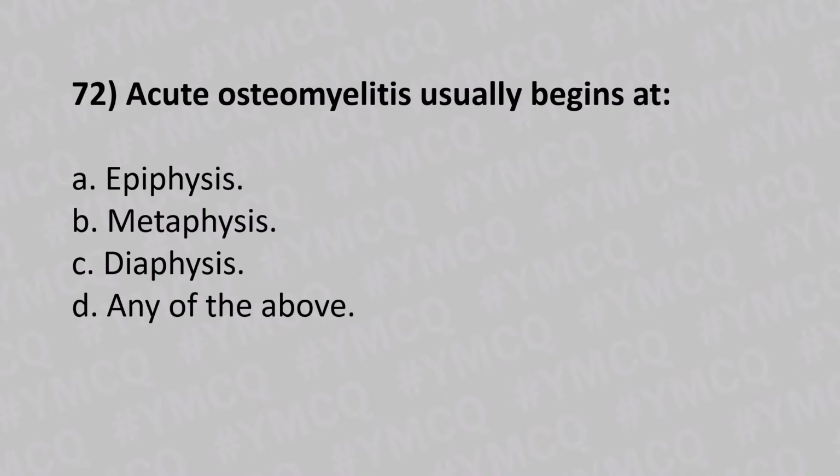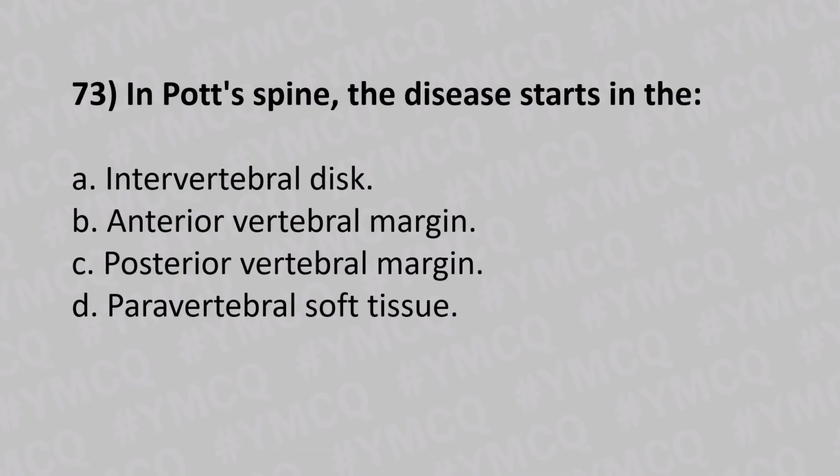Moving to our 72nd question, acute osteomyelitis usually begins at option A epiphysis, option B metaphysis, option C diaphysis, option D all of the above. And the answer is option B metaphysis.